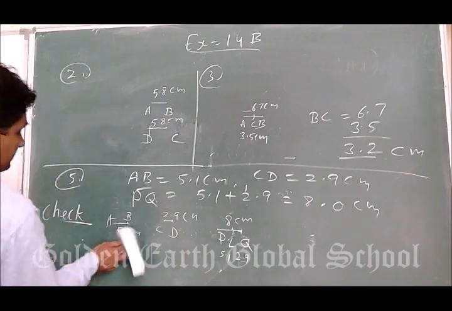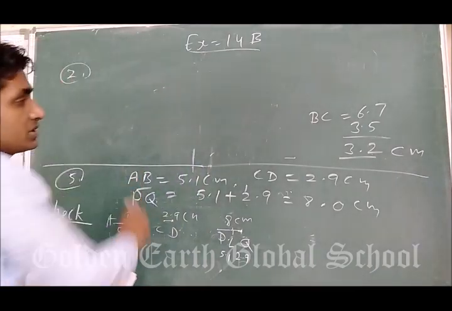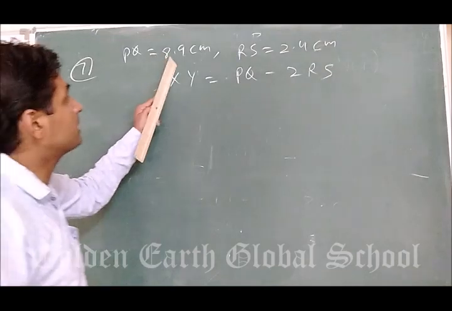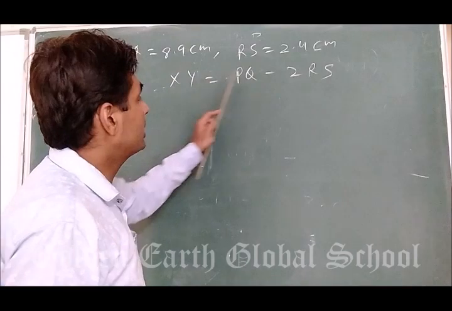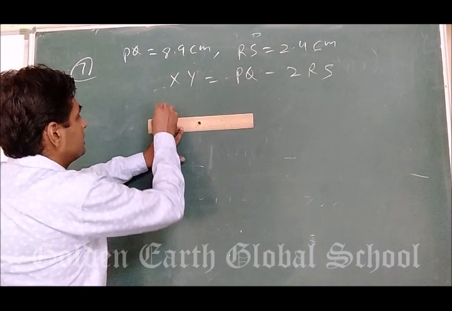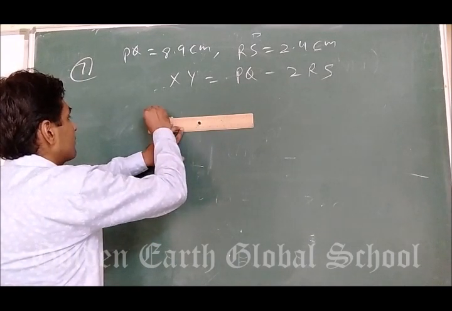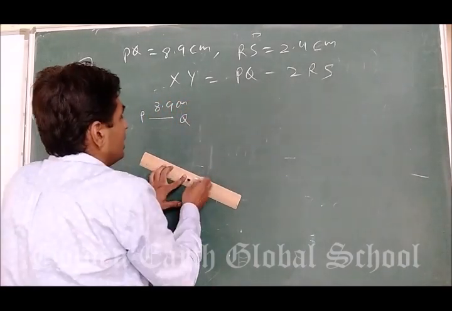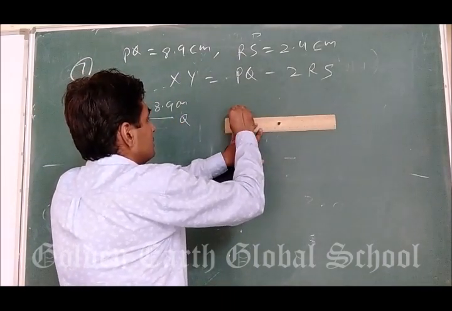Look carefully. So look carefully this question. So in this question you have to draw these. Yes, what is given: PQ is 8.9 centimeter, RS is 2.4 centimeter, and XY we have to find out. So firstly you have to draw 8.9 centimeter. So this will be the 8.9 centimeter. So this is PQ, 8.9 centimeter. RS is 2.4. So this is 2.4.